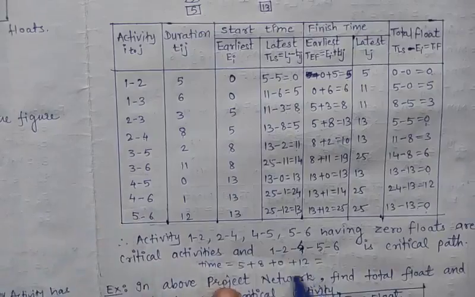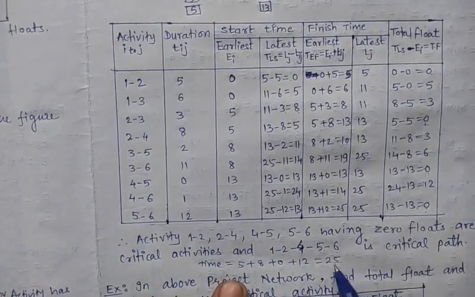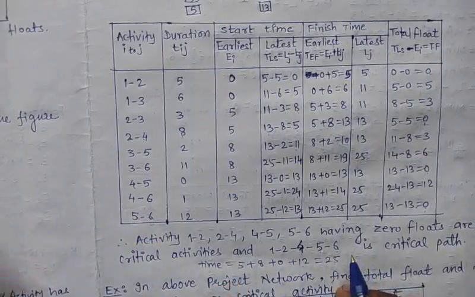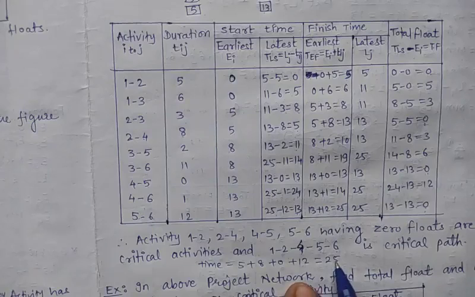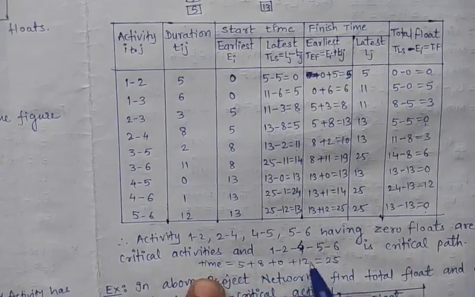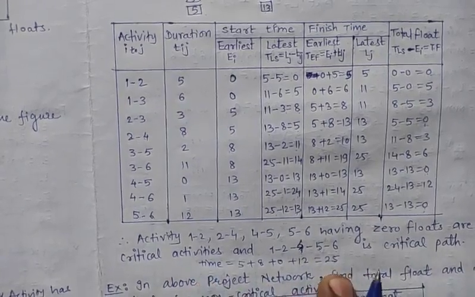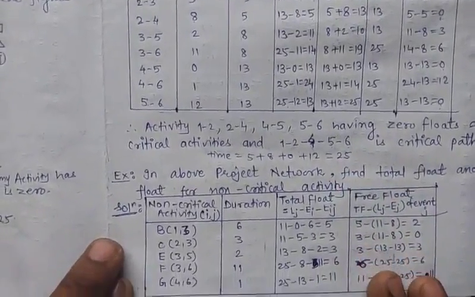So after adding, we get the total duration is 25. If this distance is in hours, then it will be 25 hours, or if this is in weeks, then it will be 25 weeks. Okay, so the time will be 25. Now let's see one more example.